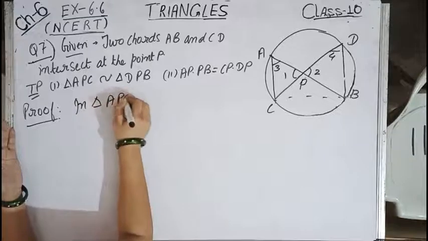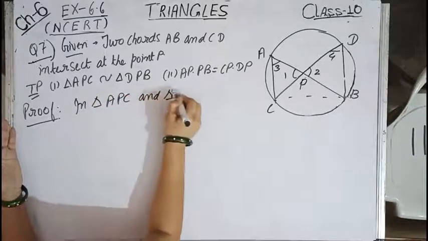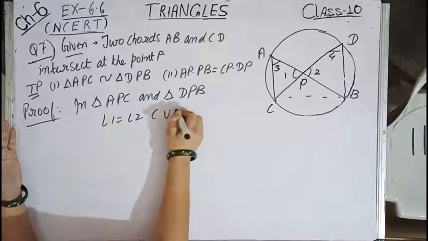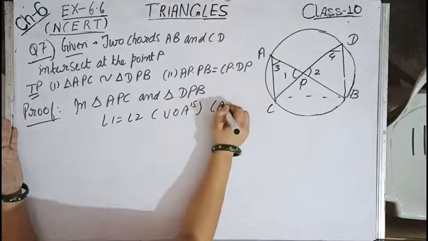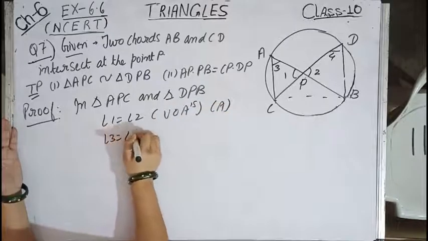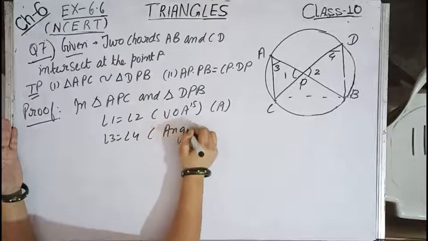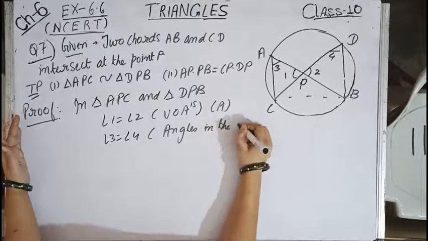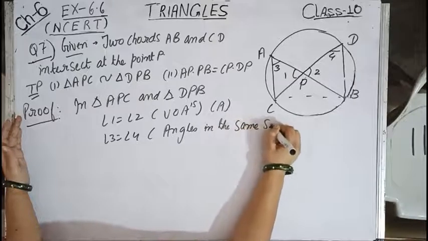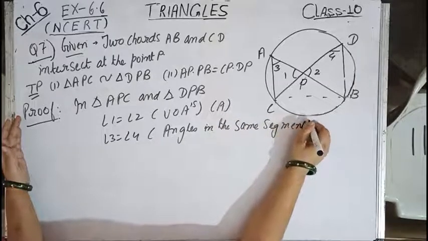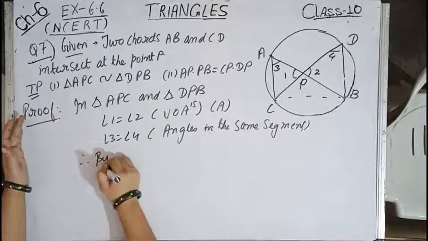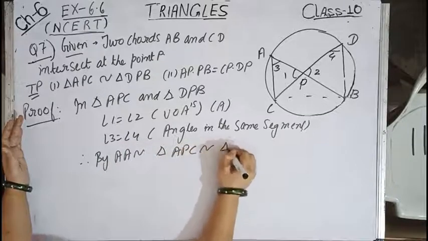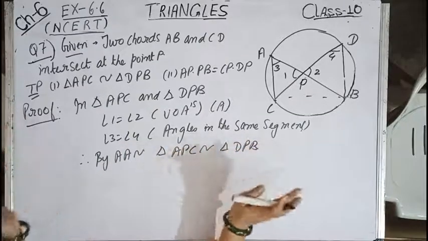In triangle APC and triangle DPB, angle 1 equals angle 2, vertically opposite angles. Angle 3 equals angle 4, angles in the same segment. I think you remember from standard 9, angles in the same segment. Therefore, by double A similarity, triangle APC is similar to triangle DPB. So number 1 is proved.